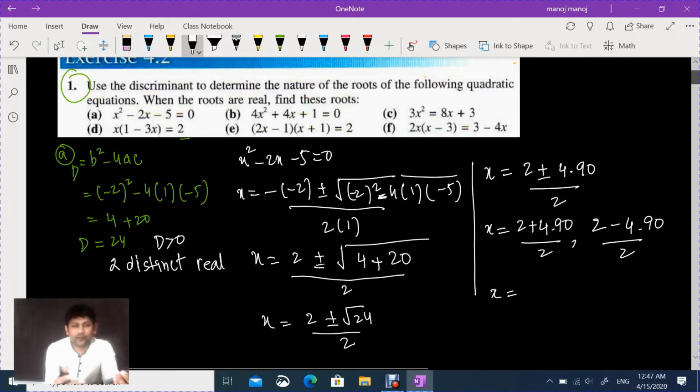Like roots, you can use the quadratic formula or you can make the factors. So this is plus 2 and divided by 2, and the answer is coming 3.45. The second answer is coming 2 minus 4.9 and divided by 2, and the answer is coming negative 1.45. Like this is a way to find the roots. Okay, when I move to the second part, I have to use b square minus 4ac, and I can find the nature.